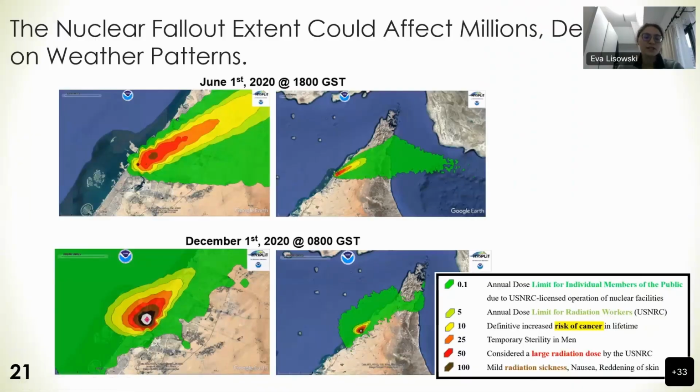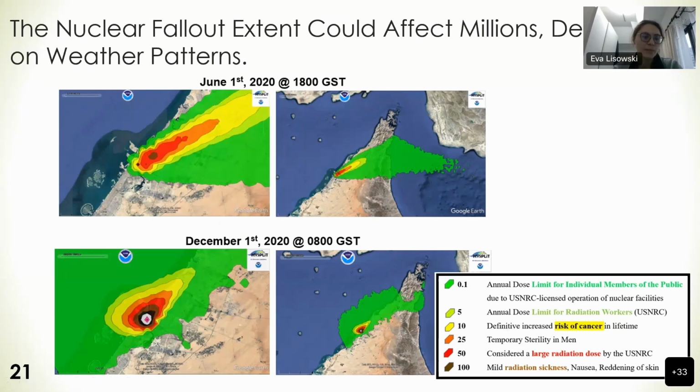I looked at, for each city, several different weather patterns to get a sense of how the weather could affect the fallout pattern. And the bottom line is that, depending on the weather pattern, the nuclear fallout extent could affect millions of people in some way or another. On the bottom right, there's a graph showing the more long-term effects of radiation. The yellow, for example, is a definitive increased risk of cancer, and you can see it's covering basically the entire city.